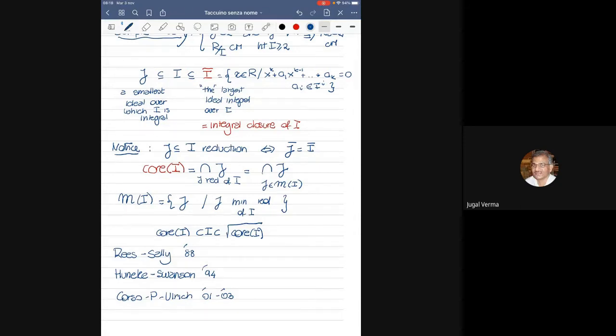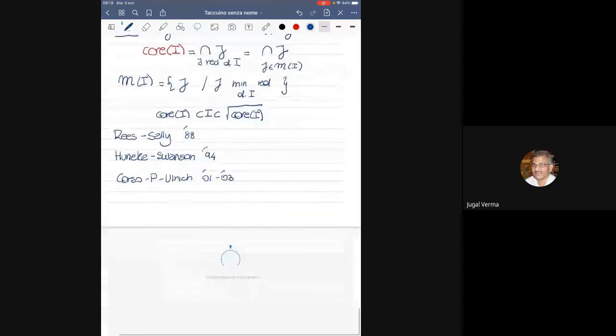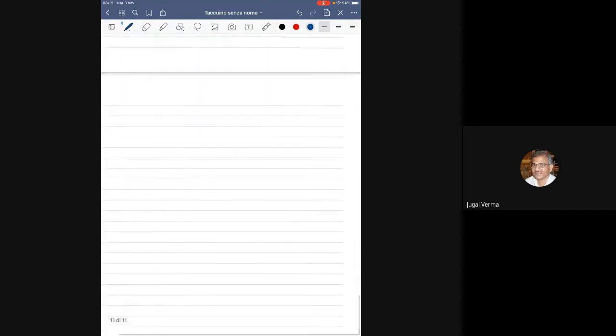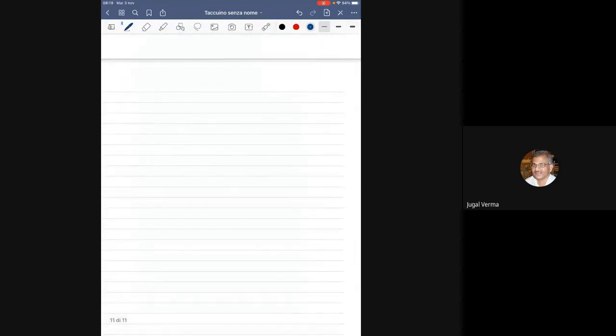So let me tell you instead the motivation, as I started telling you before. Why would one want to study the core? The motivations are as follows. First of all, we want to find uniform properties of reductions.